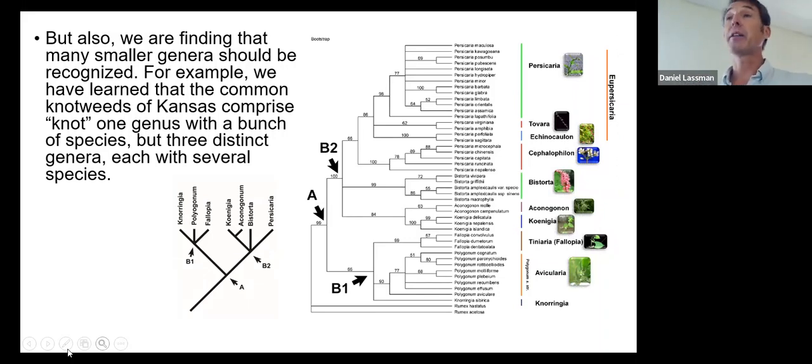So with all this sequencing, we're also finding that a lot of genera that we used to describe broadly, with a lot of different species, really should be treated as smaller individual genera with fewer species. So here's one more tree, which you don't ever have to look at again, I promise. This is the knotweed family.